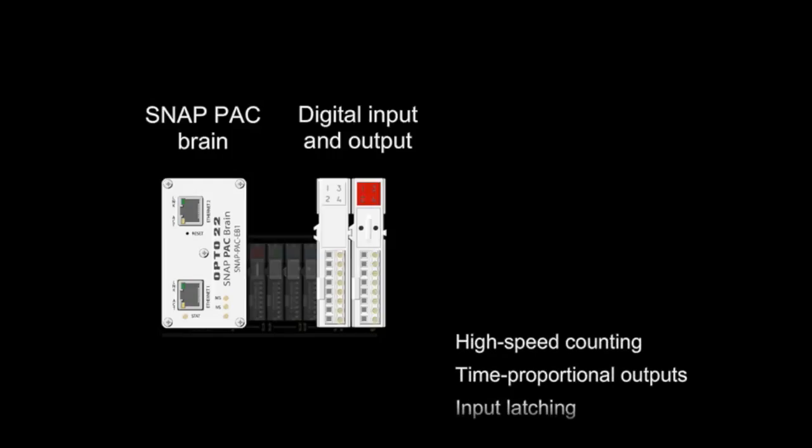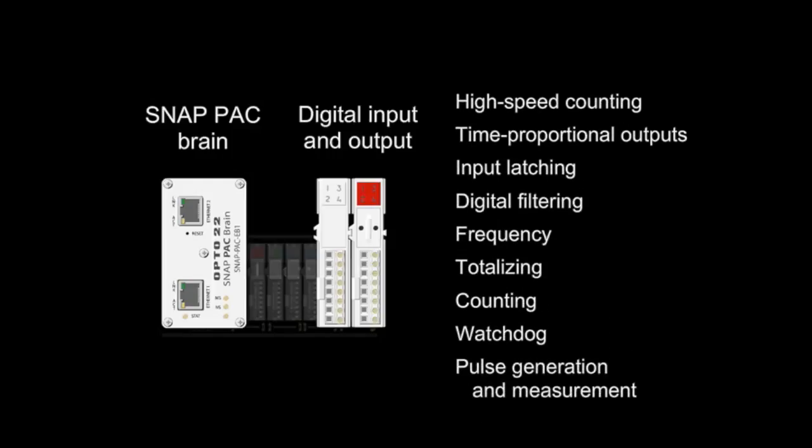On the digital side, SNAP I/O handles all the features you see here, such as high-speed counting, pulse generation and measurement, and time proportional outputs. These features are configured and calculated down at the I/O unit level, freeing up the main controller for other tasks.